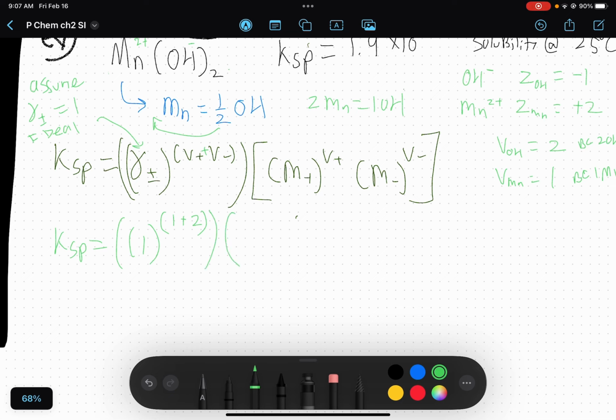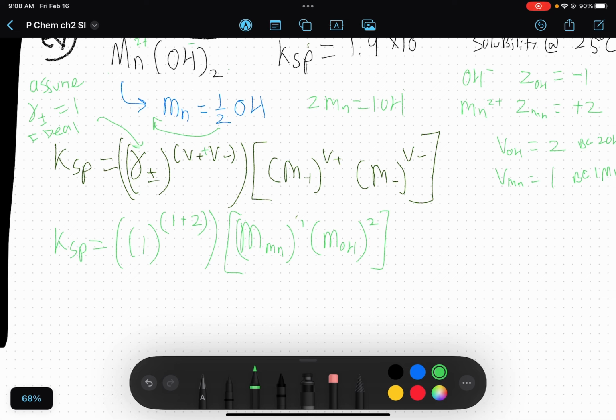All that times Mn is positive, so molality of Mn to the power of VMn, which should be 1, times molality of OH to the power of the V, which is going to be 2, I believe. Yes. Cool. So that should condense.